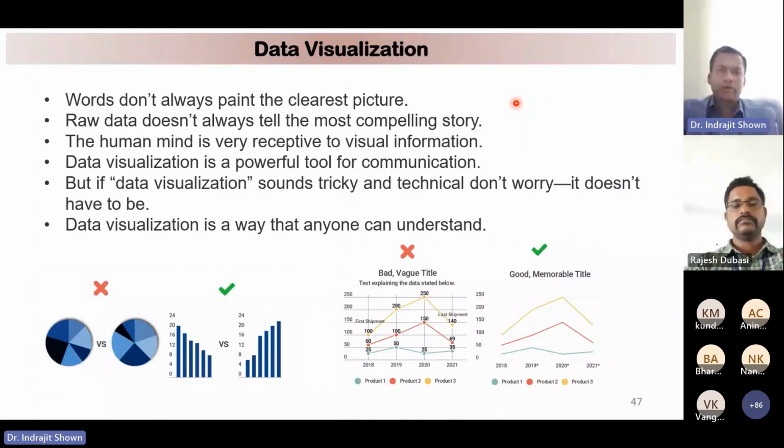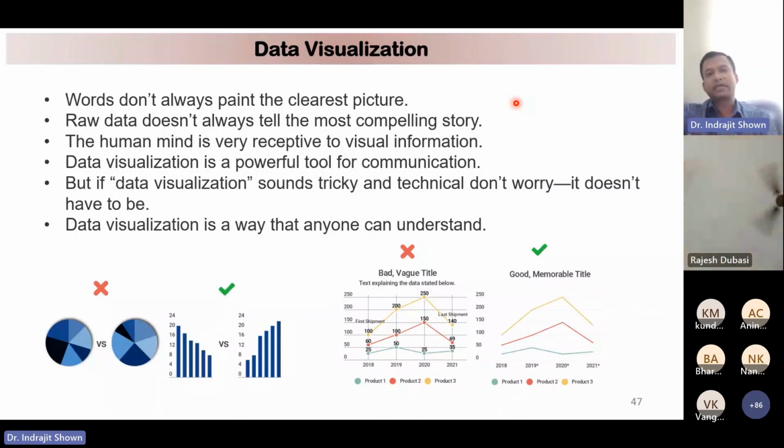And the human mind is very receptive to visual information. That's why when you present those data in a visual way or some better way, third parties or readers can easily understand those things. Data visualization is a more powerful tool for communication because you are not present with your manuscript. You submit your manuscript to the editorial board, and the editorial board judges your manuscript based on the data visualization. And that's why it's the most important part for a high impact journal.